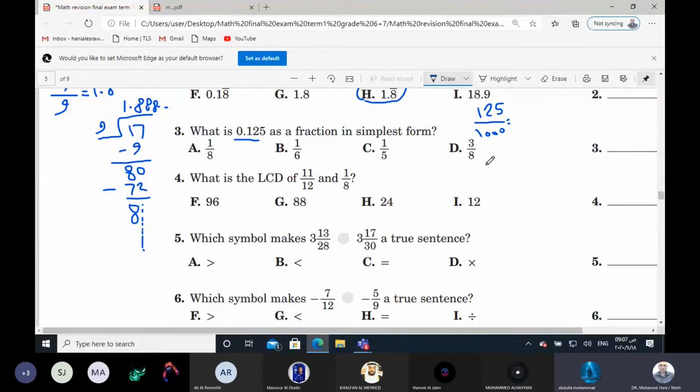Okay, find the GCF between 125 and 1,000. The GCF will be 125. So 125 divided by 125 will be 1, and 1,000 divided by 125 will be 8. So the answer will be 1/8.